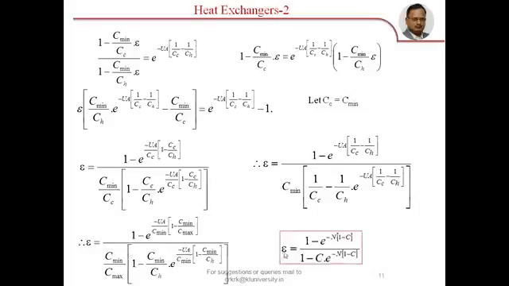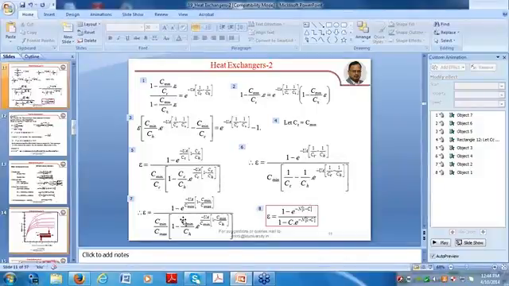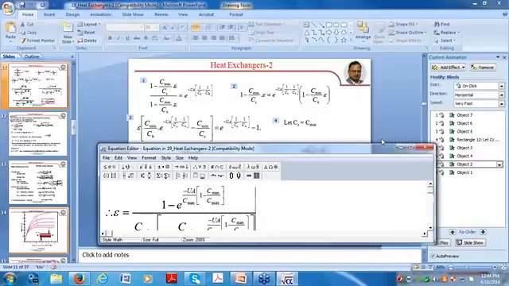So this results in effectiveness is equal to 1 minus e power minus n into 1 minus C, by 1 minus C into e power minus n into 1 minus C. This is C minimum by CC, it gets cancelled here, 1. This is C minimum only.